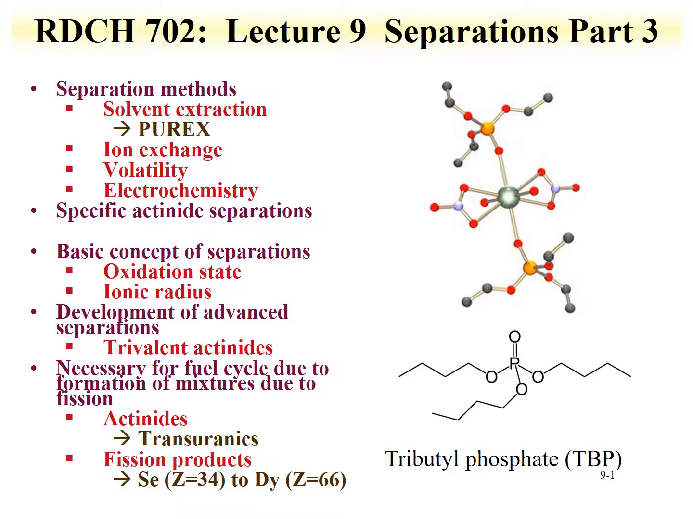Welcome to Part 3 of Lecture 9 on separations. Part 3 will cover electrochemistry-based separations, where metal ions are precipitated out in the metallic state. The solvents that will be used will be molten salt systems and ionic liquids. We'll also give an example with ionic liquids of how that can be applied to solvent extraction systems.